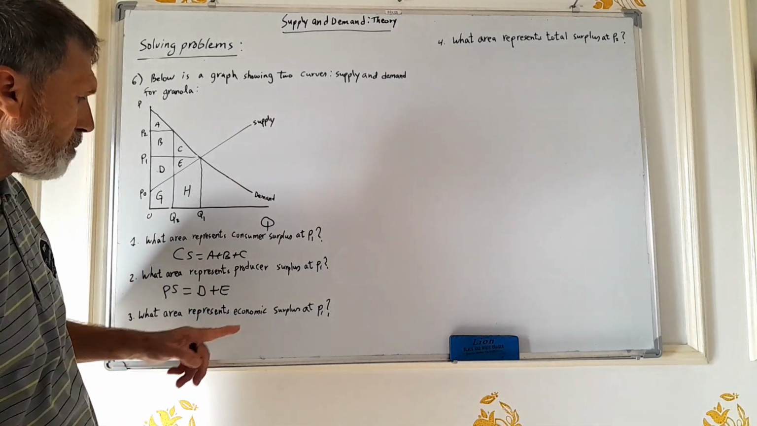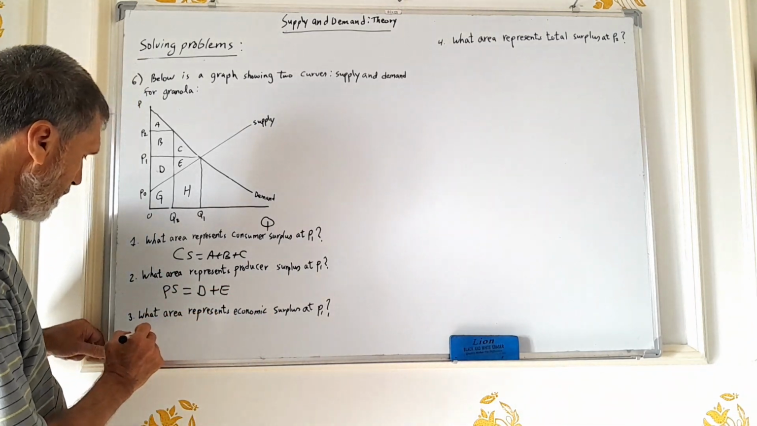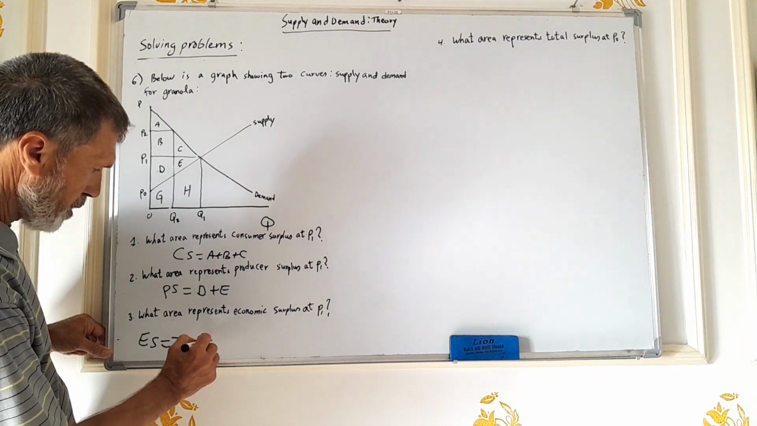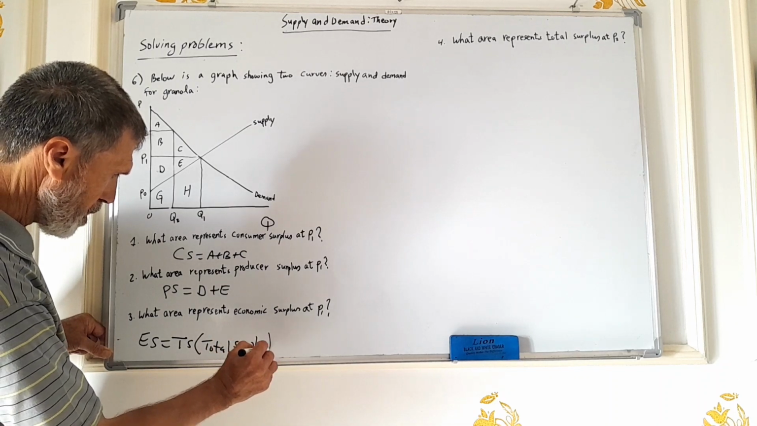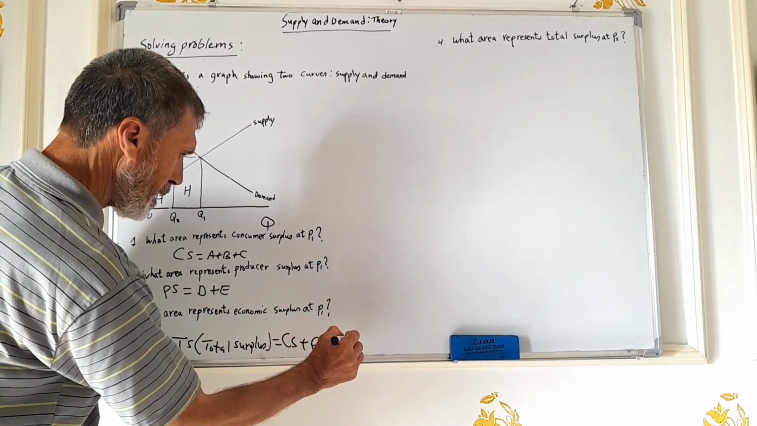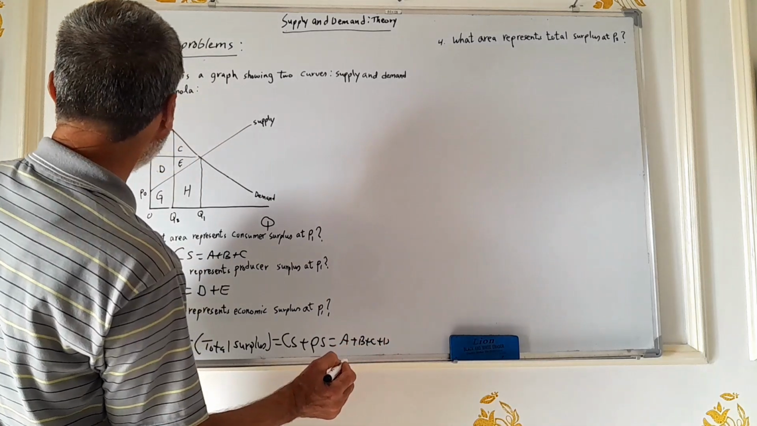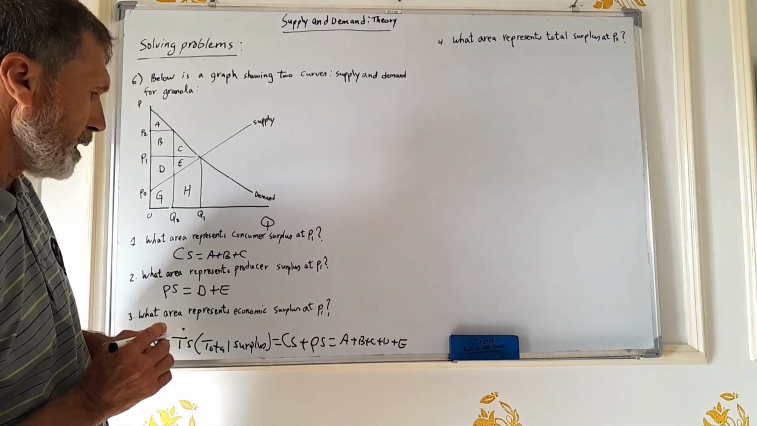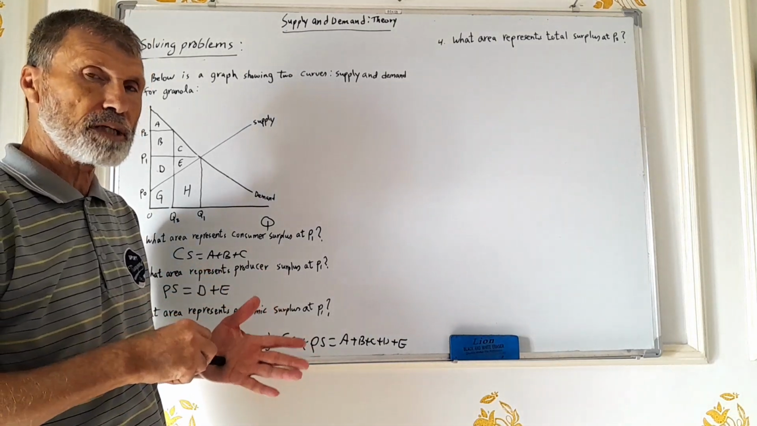Three, what area represents economic surplus at P1? Here we know economic surplus is the same as total surplus, which is equal to the sum of consumer surplus plus producer surplus, which is A plus B plus C plus D plus E. These are A, B, C, D, E. It is the total surplus, which is the sum of consumer surplus and producer surplus.